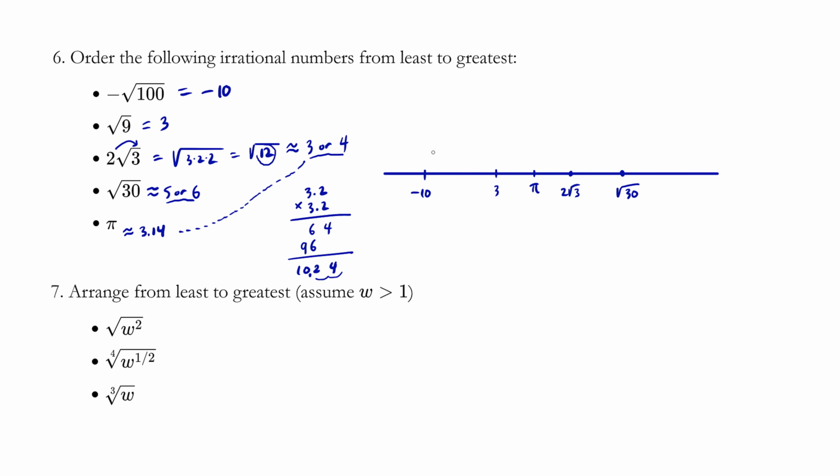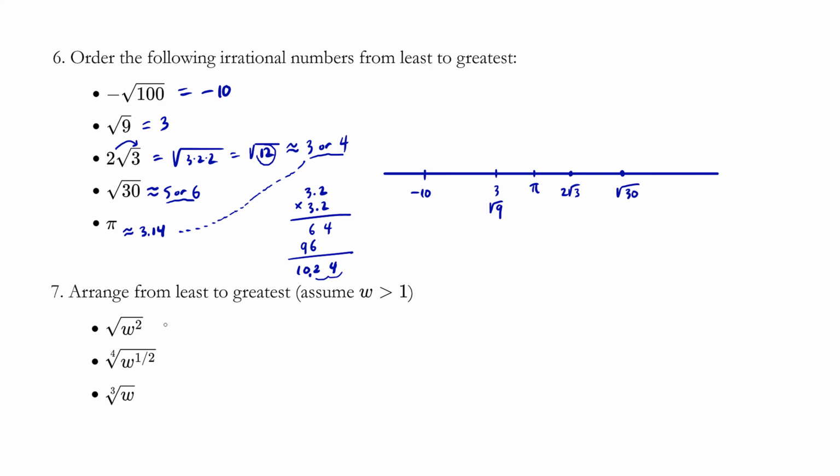This number line is definitely not to scale, but least is negative 10. We then have root 9, which is 3. We have pi, 2 root 3, which is the same thing as root 12. And then we have root 30. This question would be a lot easier if you were allowed to use your calculator.